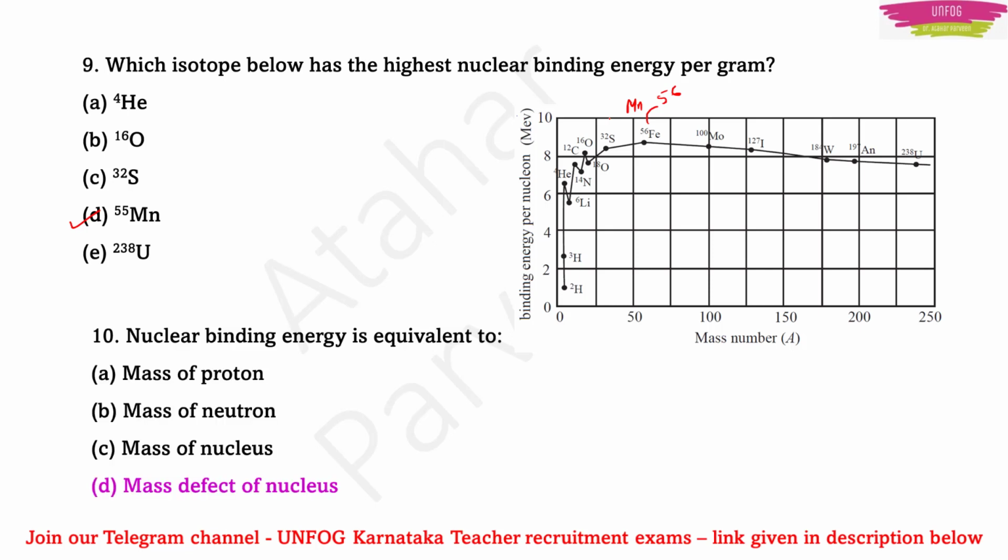Next question. Nuclear binding energy is equivalent to, of course, the mass defect of nucleus. This you should remember now. Okay. So I hope if you are attending the class carefully, then you will remember this. Okay. Binding energy is nothing but the mass defect of nucleus.